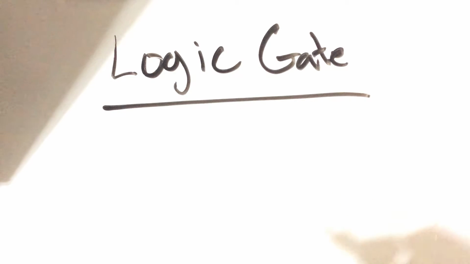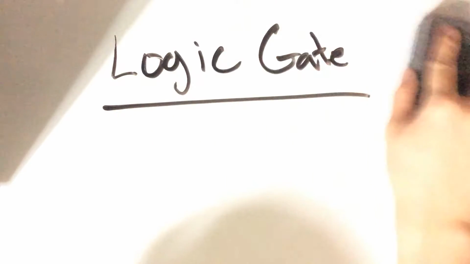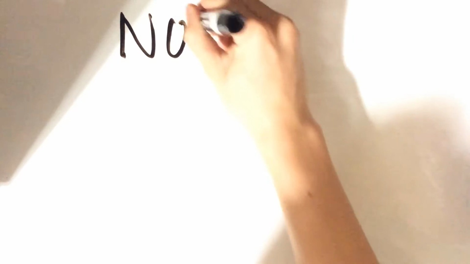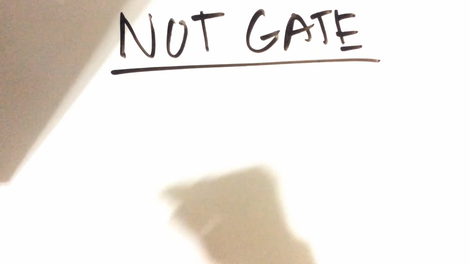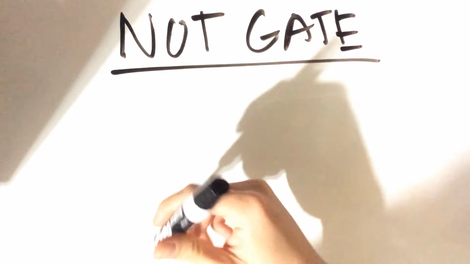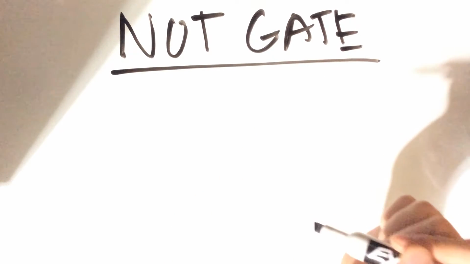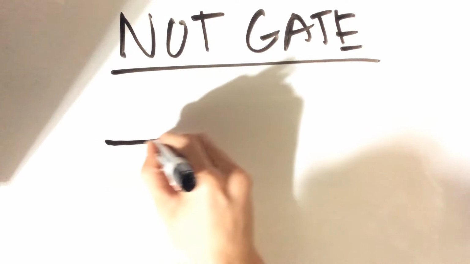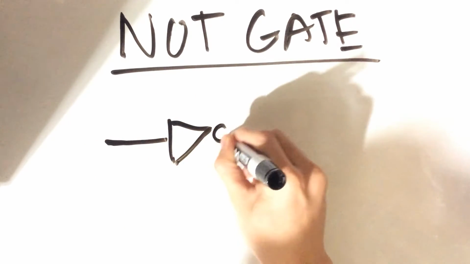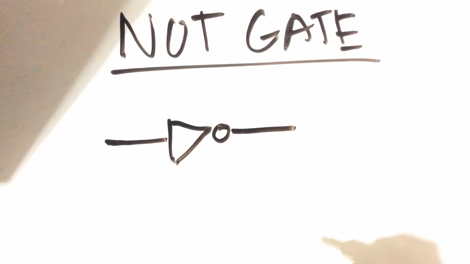Now, there are many of these devices, little gates in our computers. The one we're going to be talking about today is going to be the NOT gate. The NOT gate is a piece of hardware in our computers that basically inverts the value of our input. The way we represent it with diagrams is with this right here. This is what people associate with a NOT gate.